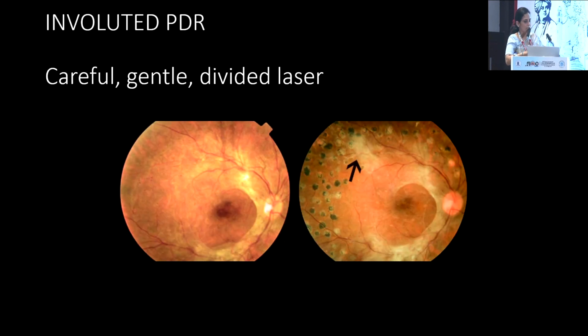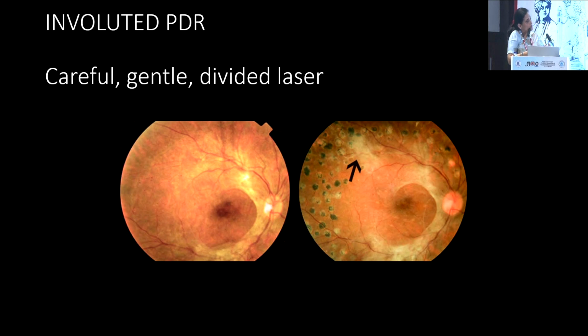Now, this is an involuted case. Many times you'll see patients in the clinic like this. So their macula seems okay, they have reasonably good vision, but they have this kind of a fibrosed membrane here. So this is a self-involuted PDR. Now, in these cases also, it's worthwhile to do a laser, because these patients have ischemia in the periphery, and down the line they may again get new vessels.